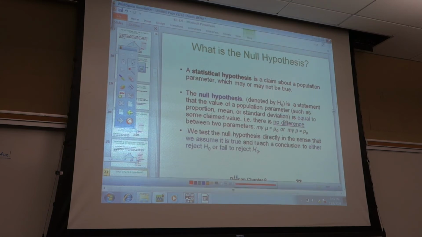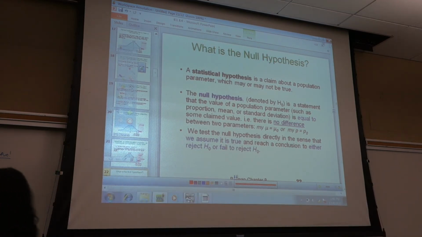So now you're filling in more notes. Alina, go ahead and read for me. A statistical hypothesis is a claim about a population parameter which may or may not be true. The null hypothesis, denoted by H naught, is a statement that the value of a parameter, such as proportion, mean, or standard deviation, is equal to some claimed value. Example: there is no difference between two parameters. Yep, that's good. So make sure you're filling in your notes with this information.